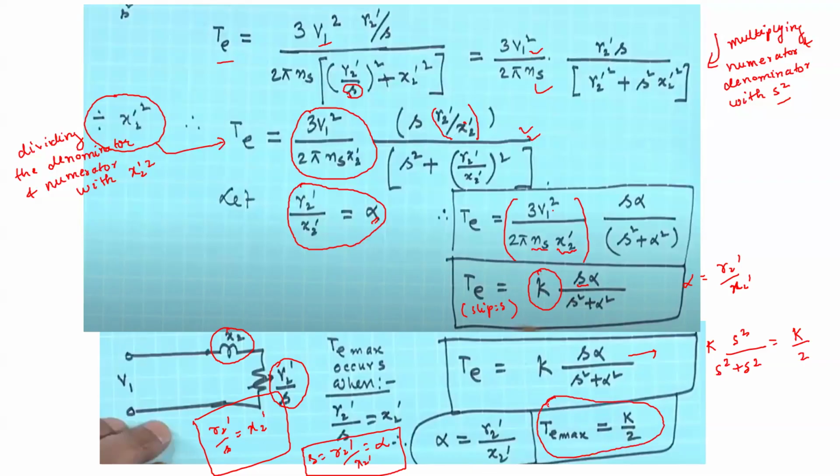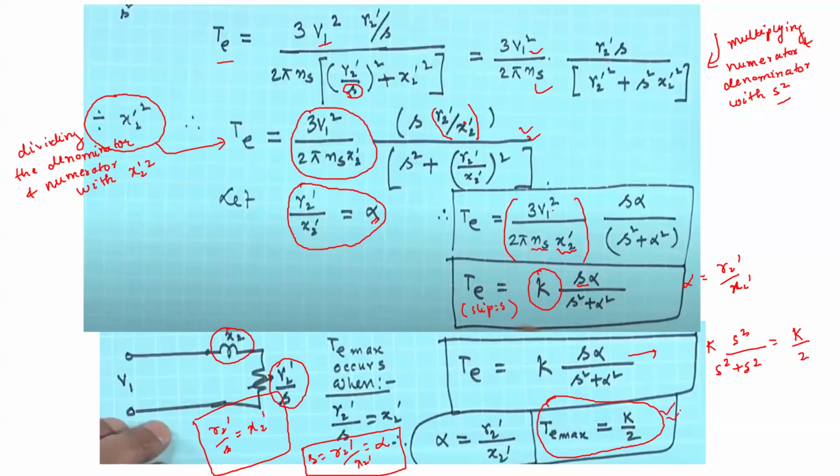So you see, we have simplified it so much. Earlier it was a complex expression. By neglecting the stator impedances and the stator core loss, we have simplified the expression of torque and maximum torque. You will see that this assignment question is dependent on this expression only.